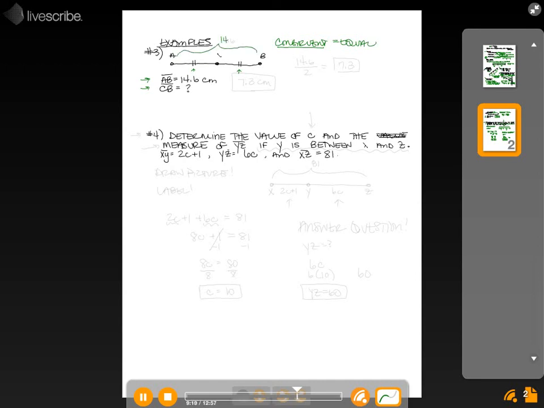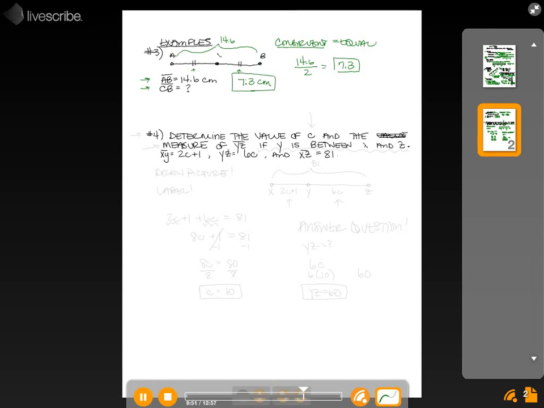AB is 14.6. The whole thing is 14.6. Now, these two other pieces, they're exactly the same measure, so there are 2 equal parts here. To figure out what they would be, I can take 14.6 and divide it by 2. Cut it in half, because that's really what my point C does. It cuts the line segment in half. So 14.6 divided by 2 is 7.3, and that would be my answer, 7.3 centimeters.